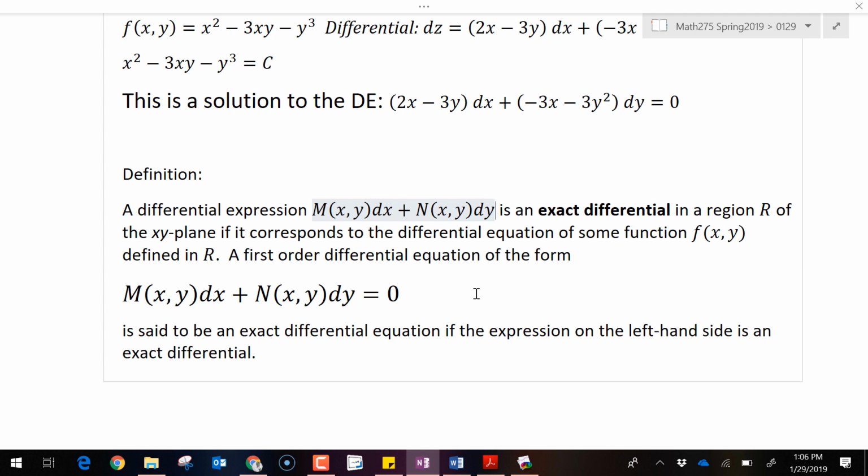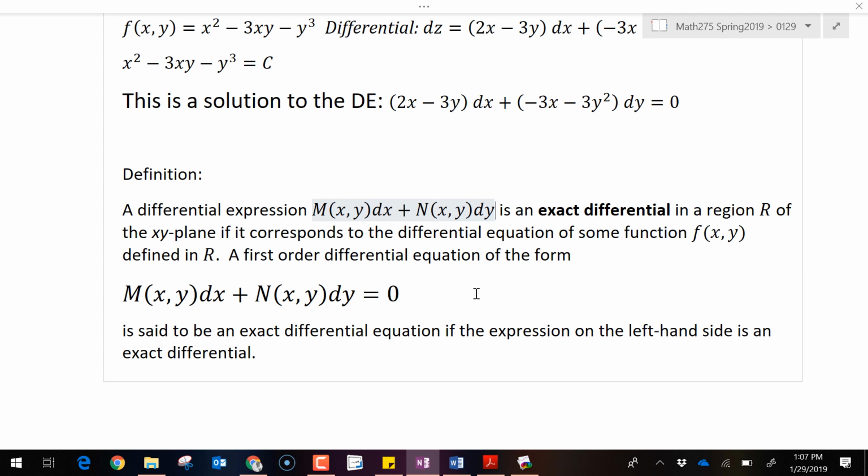Maybe we should add dz equals that. All right. So that's the idea of an exact differential equation. Now, the other thing to do is try to figure out when we have an exact differential equation.